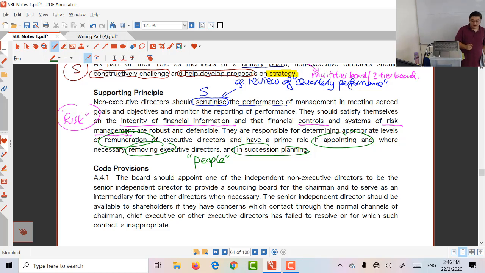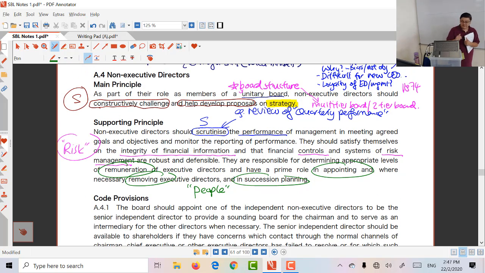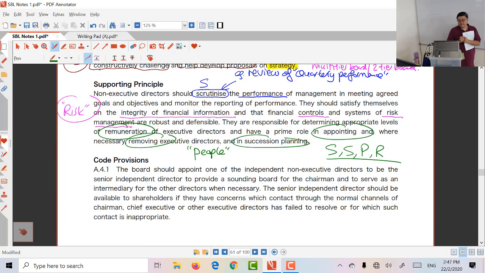Now, so you have a job to make sure that the company has a proper risk management system. And your job is also making sure that the salary that you pay to directors is appropriate. You're appointing the right people into the board. So all that kind of thing is what you do. So this is a summary of four things. SSPR. You involve yourself through strategy role, scrutinizing role, people role, and risk role. Okay?